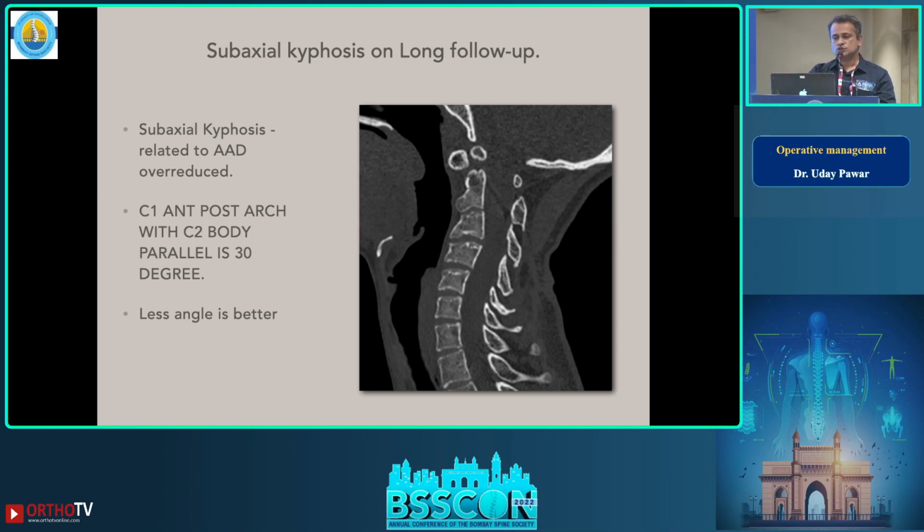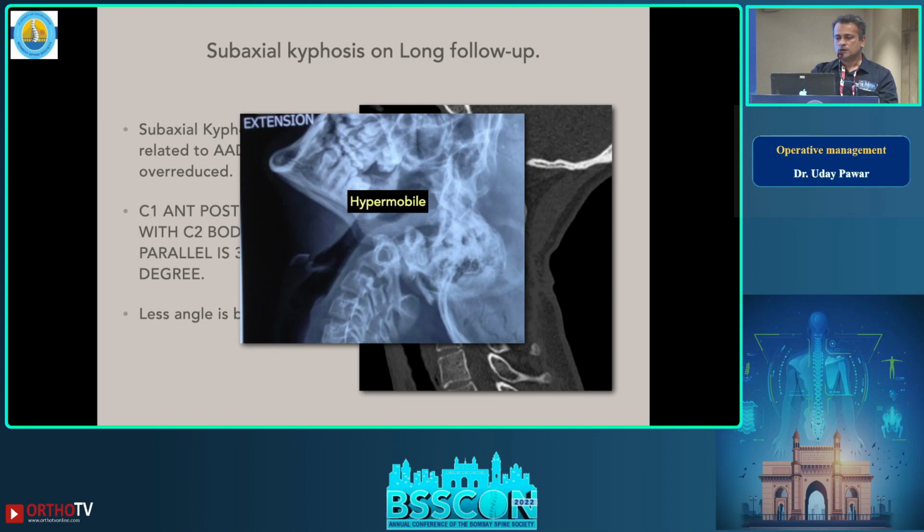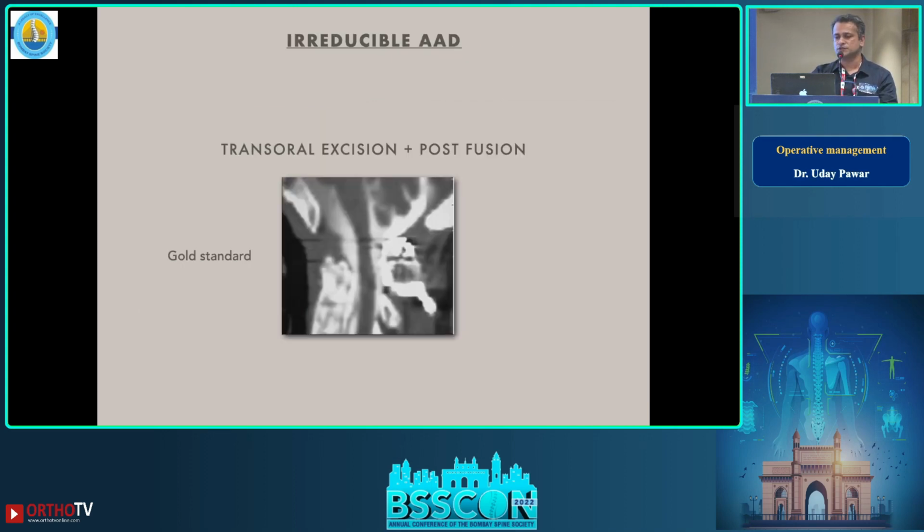So try the C1 anterior and posterior arch; if it's parallel to the C2 body, you're safe. So you need to be somewhere inferior to that angle. But if you're more than that angle, then you land up with a subaxial kyphosis in long-term follow-up. And make sure you don't just get very happy that it's reducible. Many times it can be hypermobile and lead to something of this nature.